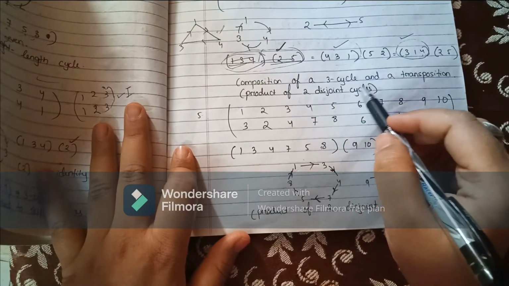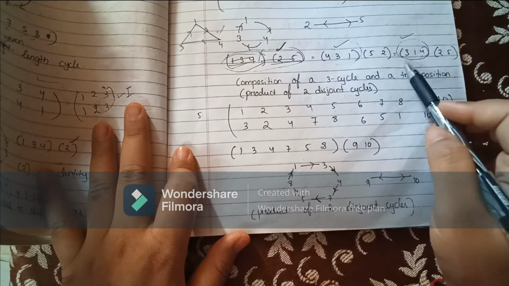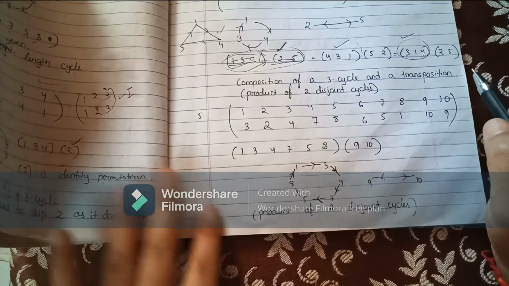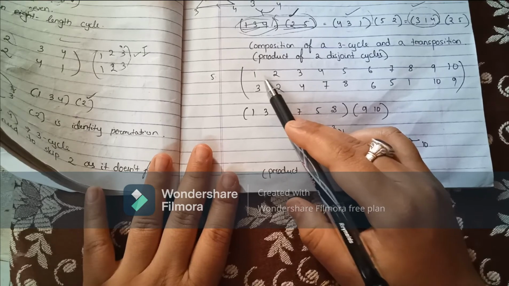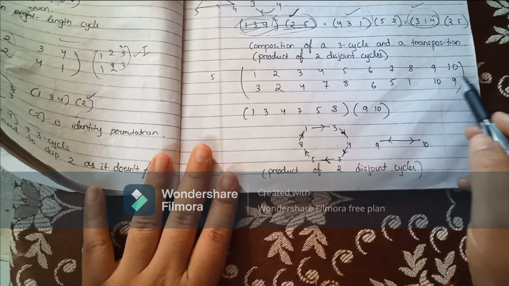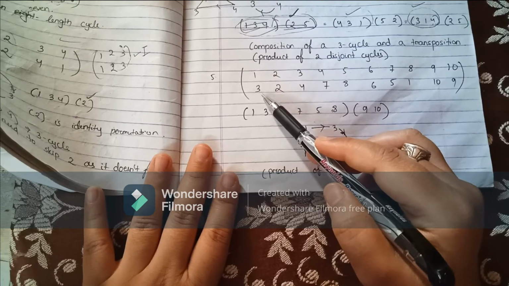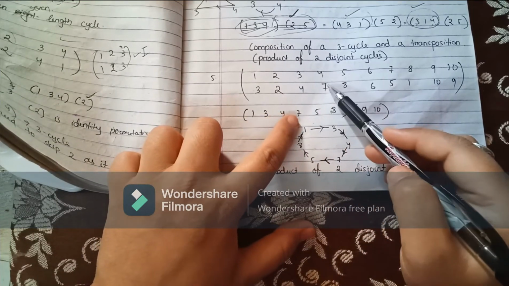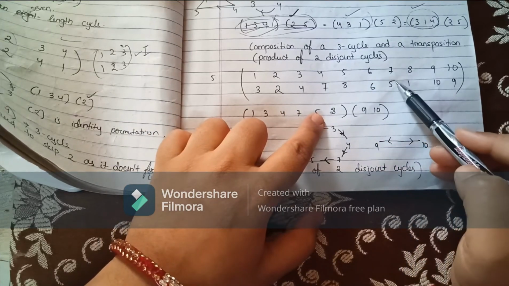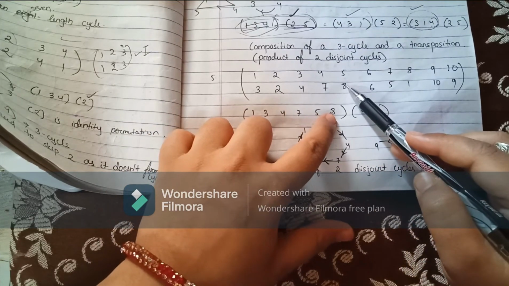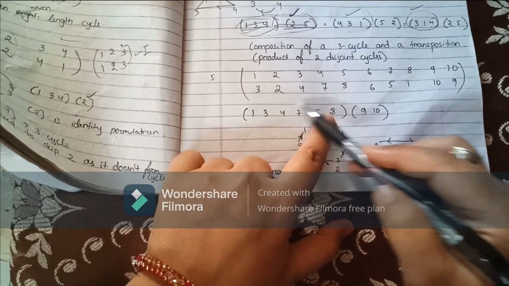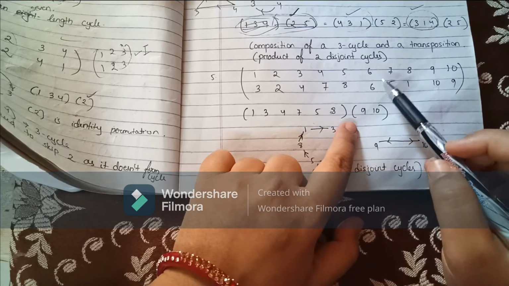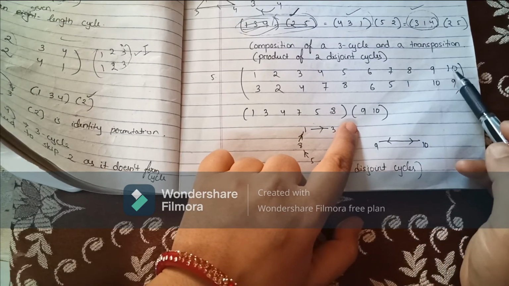Now composition of a 3 cycle and a transposition. So this is the product of 2 disjoint cycles. Remember, disjoint means there is nothing common. Okay, so next, 1 2 3 4 5 6 7 8 9 10. Now here you can see that 1 maps to 3, 3 maps to 4, 4 maps to 7, 7 maps to 5, then 5 maps to 8, then 8 maps to 1. That means 8 will map to 1, so no need to write 1 again here. That's it. Now is there any other cycle? Yes, there is 9 to 10, 10 to 9.